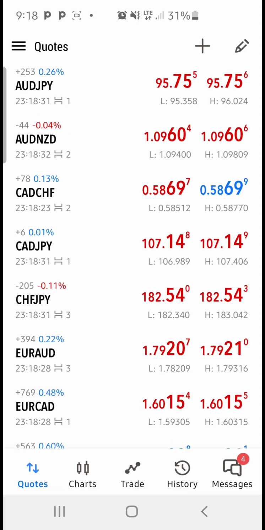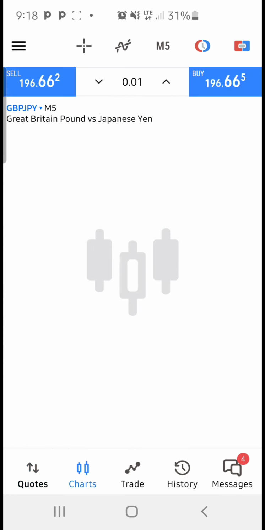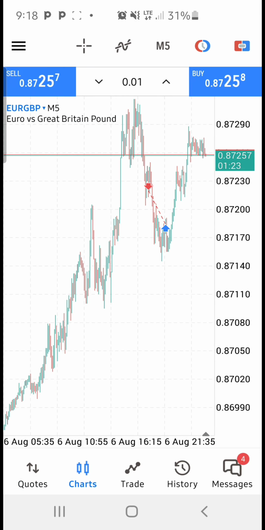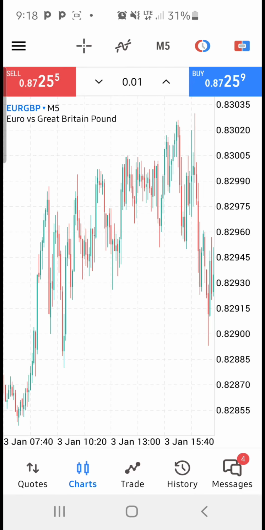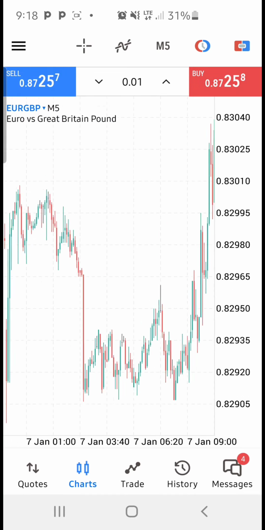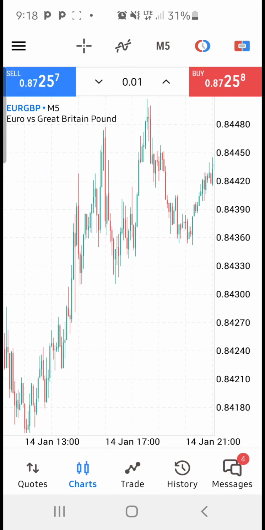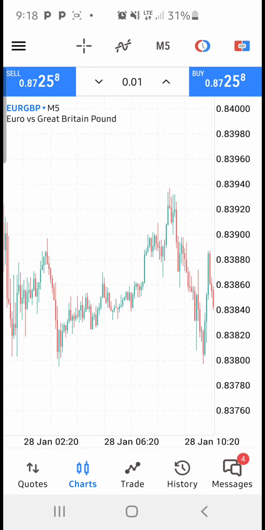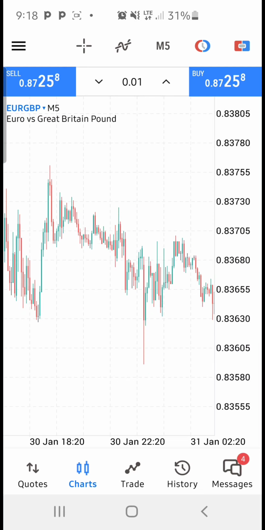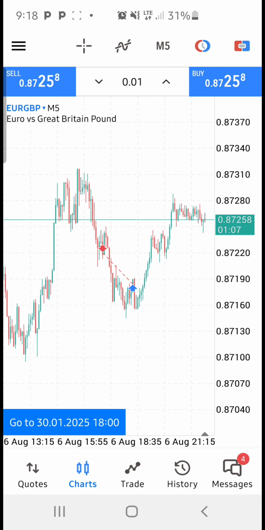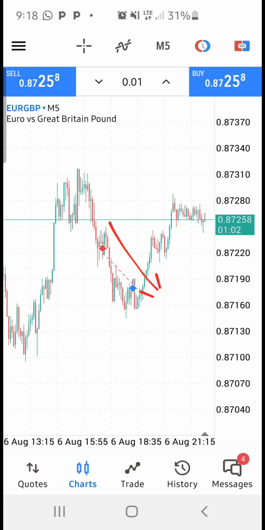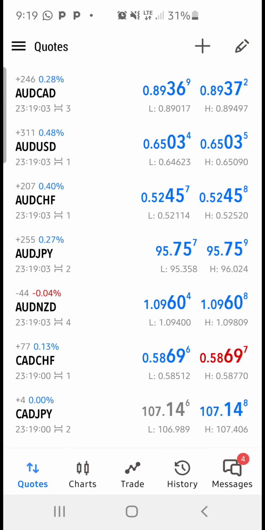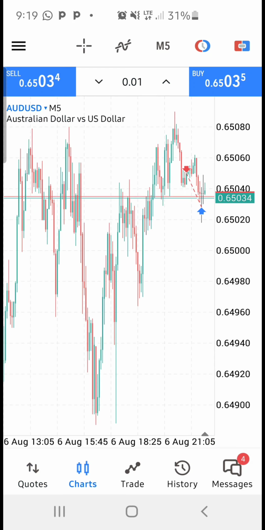I also took a GBP trade. This trend was already going before I got it, so I had to just still enter, though it is not advisable to enter once you miss the entry, but I just took it anyway because of the confidence already, and was able to still make something out of it. Took this trade too.